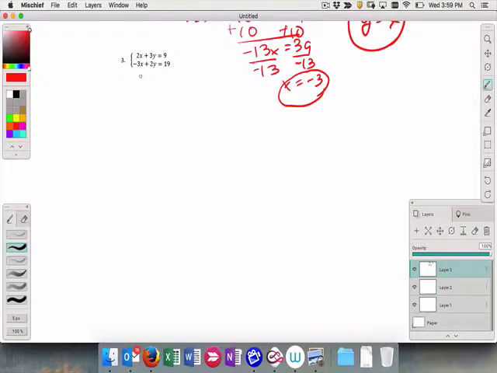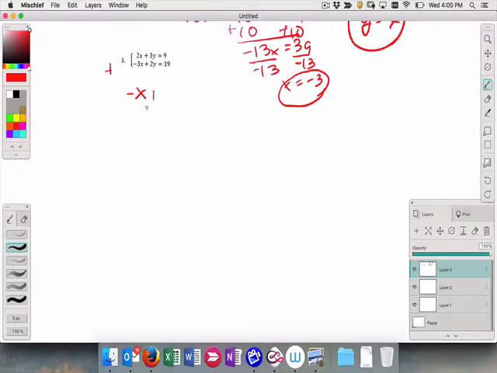Let's just pretend I was going to add these together right now. If I added these equations together, 2 plus negative 3 is negative 1x, or negative x. And then 3 plus 2y is 5y. And then, of course, 9 plus 19 is 28. Okay, cool. I added them, except I didn't actually eliminate anything. So I got to back up.